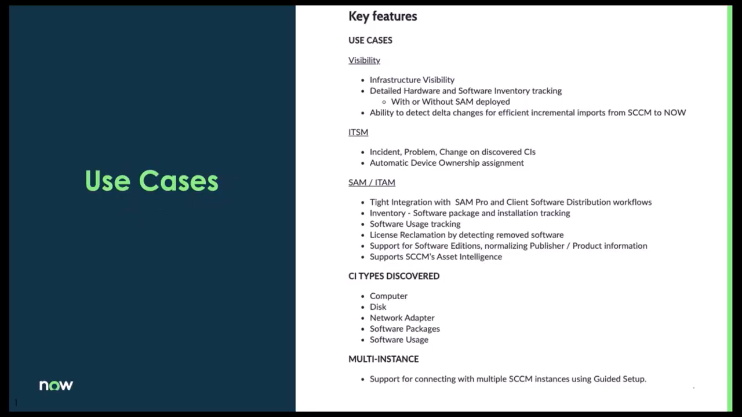Here are some documented use cases around the Service Graph Connector. Increasing your visibility, the ability to do ITSM, incident, problem, change, as well as tightening your integrations and accuracy around HAM and SAM. Some of the CI types that are discovered would be bringing in the computer, the disk, some of the configuration items, the network adapters, as well as the software packages and software usage.